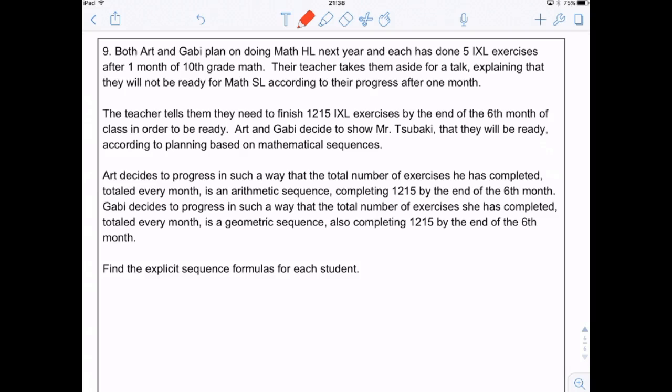Art and Gabby decide to show Mr. Tsubaki that they will be ready according to planning based on math sequences. What an appropriate way to show that they will be ready. They're going to show it with math. Art decides to progress in such a way that the total number of exercises he has completed, totaled every month, is an arithmetic sequence, completing 1,215 by the end of the 6th month. Gabby decides to proceed in such a way that the total number of exercises she has completed, totaled every month, is a geometric sequence, also completing 1,215 by the end of the 6th month. Find the explicit sequence formulas for each student.